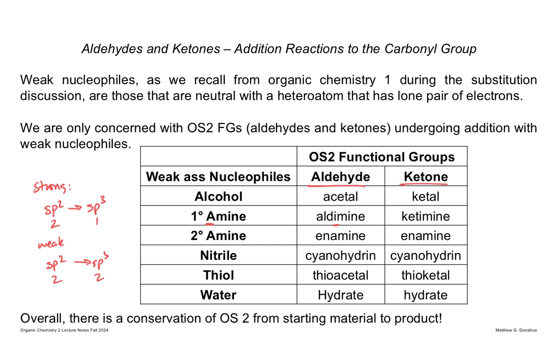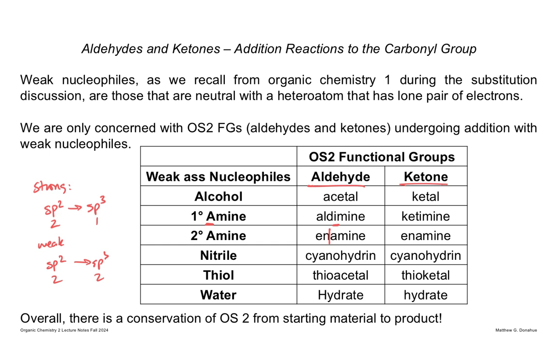Now, it doesn't matter what class of alcohol you use. You always get an acetal or a ketal, but for amines, the class matters. A secondary amine will form an enamine, and really what that is, it's an alkene with an amine attached to it. And the same goes for a ketone. So those are enamines.